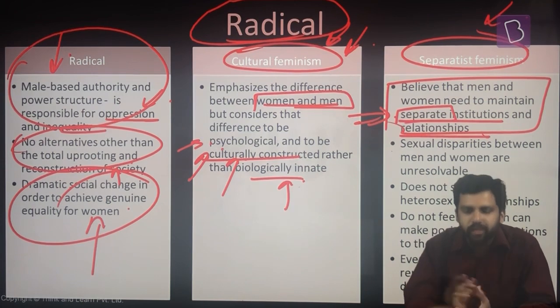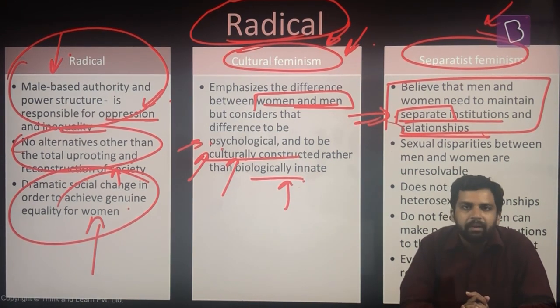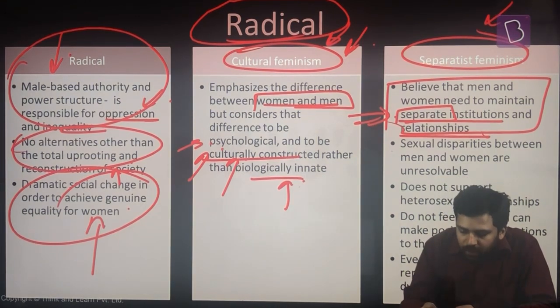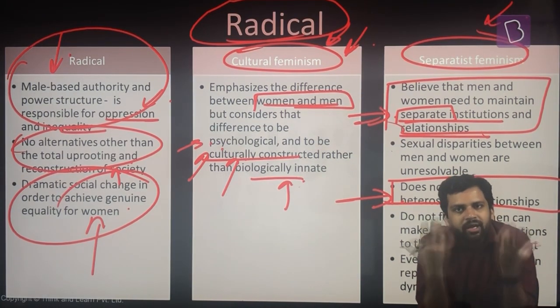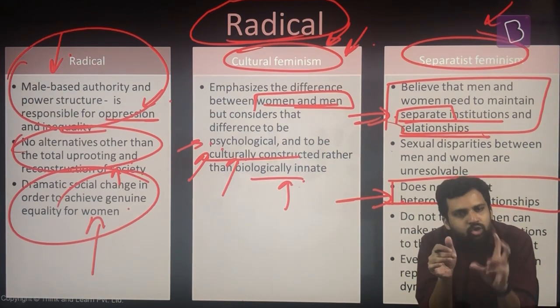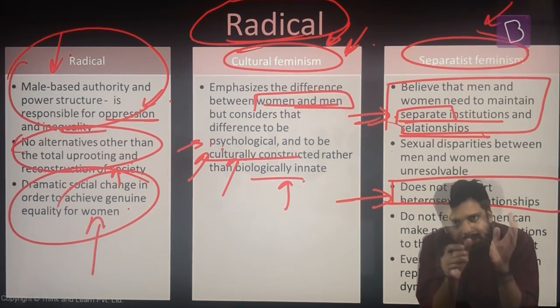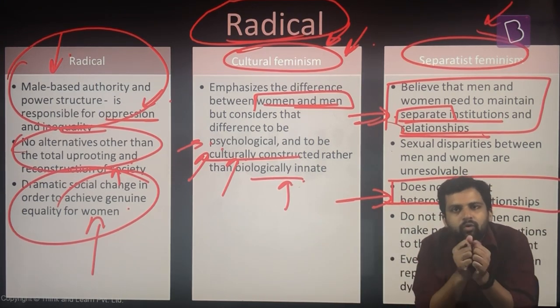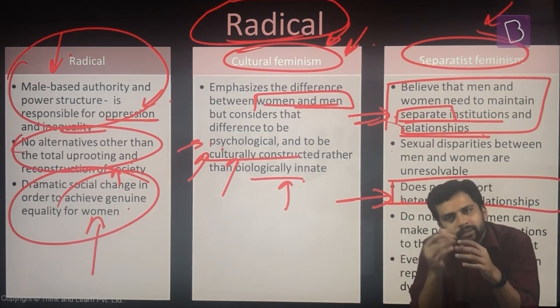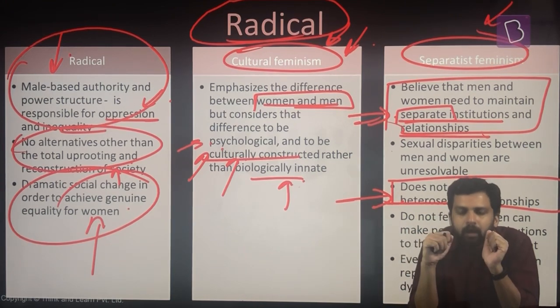Separate is the root word here. Now, what do we mean by separatist feminism? Separatist feminists believe that there should not be heterosexual relationships. That means men and women should not work in the same organizations. Men should work in organizations only for men. Women should work in separate organizations. They should not work together. If they are working together, then men will dominate women.